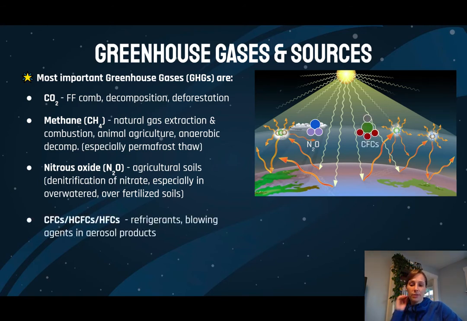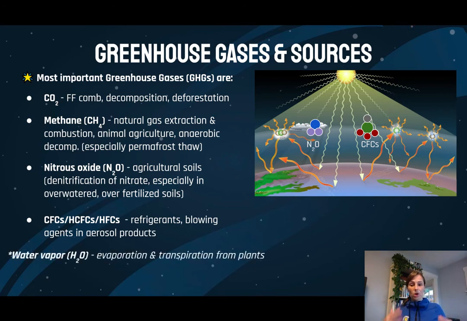Then we also have the CFCs, HCFCs, HFCs, that whole group of them that we talked about with our 9.1 and 9.2 notes. And these come from sources of refrigerants or blowing aerosols in the aerosol products like we talked about with hairspray. That's where these ones are going to be coming from.